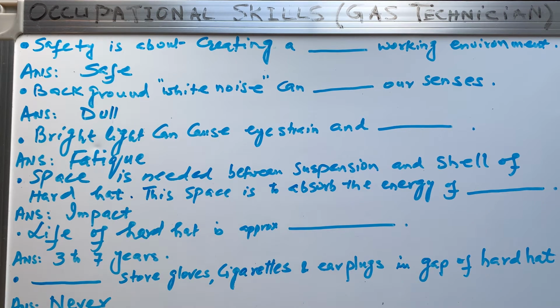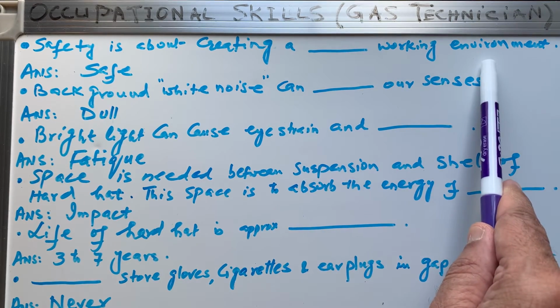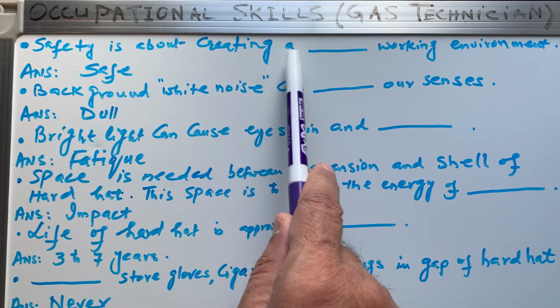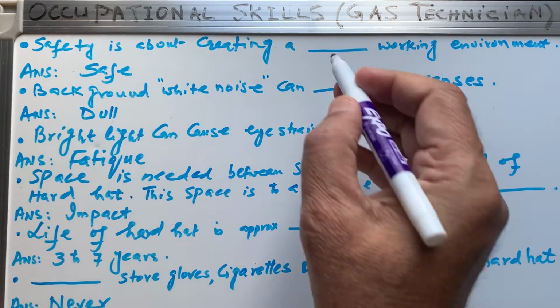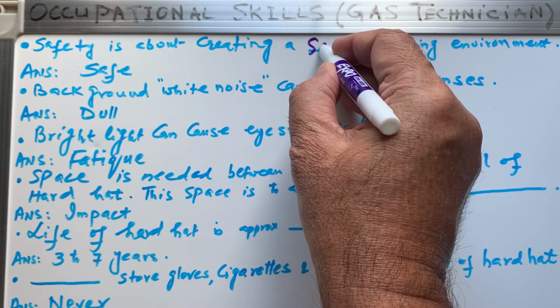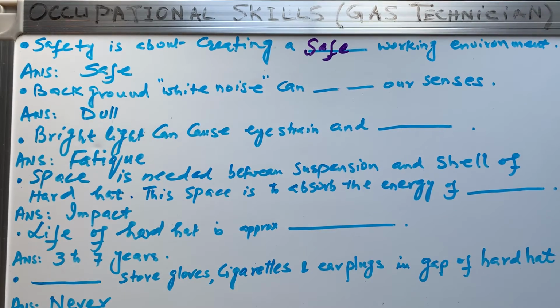Safety is about creating a safe working environment. There could be several options in the exam, but we have to pick safe. So I just write down the safe. I did not put all four of the possible answers, but I have picked out only the correct answer. So we have to put safe working environment. Safety is about creating a safe working environment.